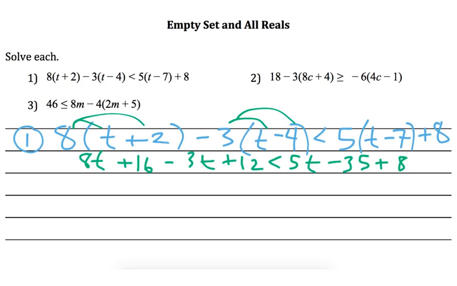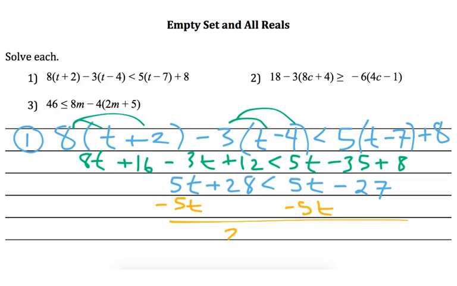So I'm going to combine like terms on the left, and I'll have 5t plus 28. Pause the video at any point if you're not sure where those numbers came from. Is less than 5t minus 27. Yeah, I think that's good unless I made a mistake. Then we will try to get it to where we have t completely by itself. So I get 28 is less than negative 27.